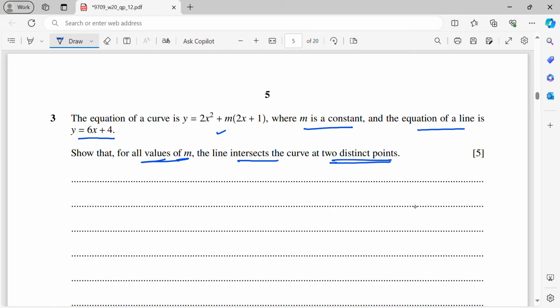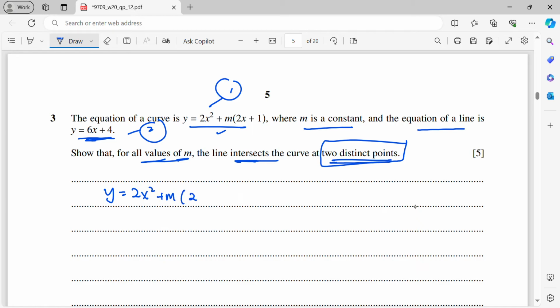So now here, when two distinct points means that, firstly, okay, because of the intersection, you need to solve two simultaneous equations. These are the two simultaneous equations. To show two distinct points, you are not finding the points, but to show that, just use the discriminant to show that it is greater than 0. Okay, so from here, I will write y equals to 2x squared plus m of 2x plus 1. This is the first equation. Second equation, y equals to 6x plus 4.